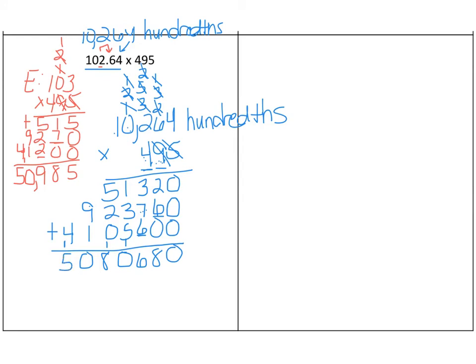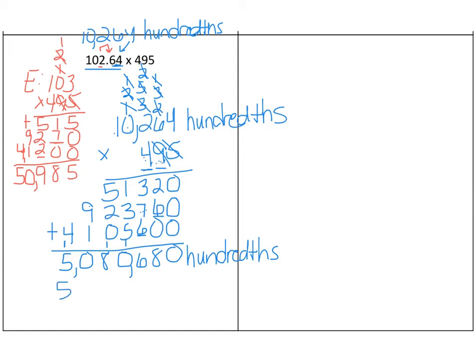Oh, my goodness. So let's put in my commas so I can read this number. 5,080,680 hundredths. So now I have to add my decimal and get rid of that word hundredths. How many digits are to the right of the decimal for hundredths? Look at the top. Use that cheat sheet. 2 of them.